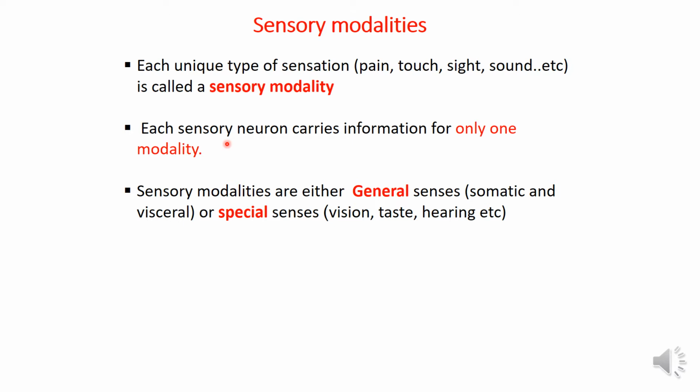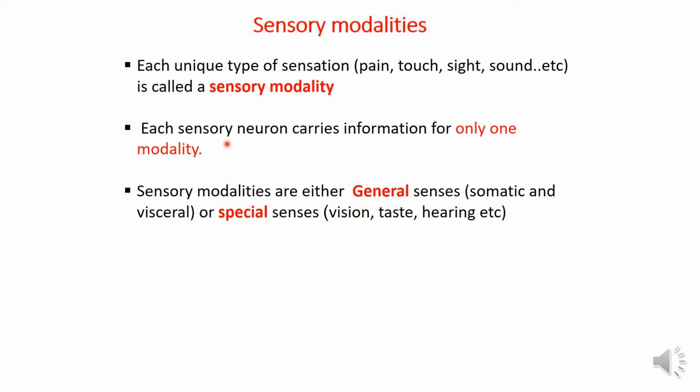We have something which is called the labeled line principle for the sensory modality. What's the meaning of the labeled line principle? Each sensory neuron carries a specific sensory modality. For example, the optic nerve coming from the eye is specific for carrying the visual information. The auditory nerve is specific for carrying the hearing information. We have the olfactory nerve specific for carrying the olfactory impulses.